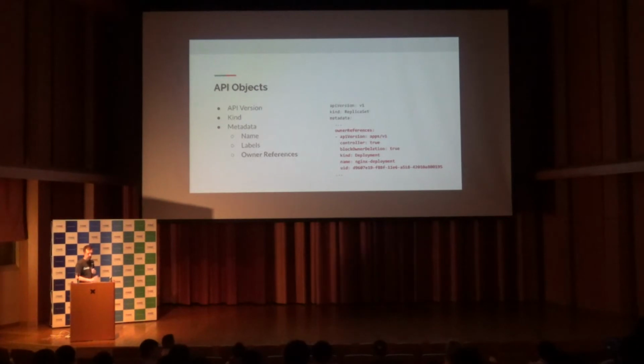And object owner references look like this. They just specify the kind and the name and the UID of each object that it references. And you can have multiple ones of these. So if one object is owned by multiple other objects, all of the owners would need to be deleted before the owned object is automatically deleted.